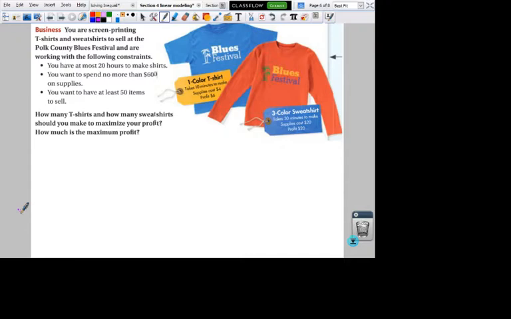According to this, if you're making a T-shirt, it takes 10 minutes. Your supplies cost $4, and your profit is $6. If you're making a sweatshirt, they take 30 minutes. Supplies cost $20, but your profit is $20. So we got to figure out how much of each kind.